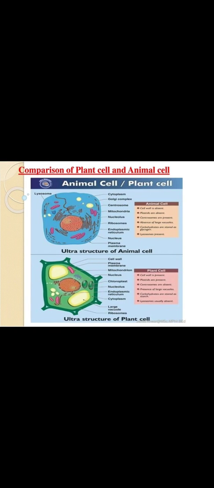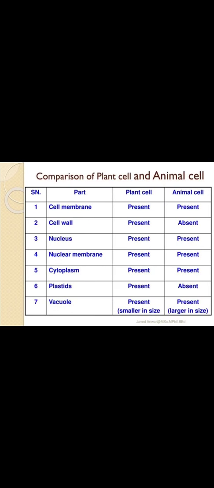Here is a comparison that has been given between the plant cell and animal cell, which we will discuss later. Cell membrane is present in both plant cell and animal cell. Cell wall is present in plant cell, but in animal cell it's absent. Nucleus is present in both cells. Nuclear membrane is also present in both cells. Cytoplasm is also present in both cells. Plastid is present only in plant cell, but it is not present in animal cell. Vacuole is present in a larger size in plant cell and in a smaller size in animal cell.